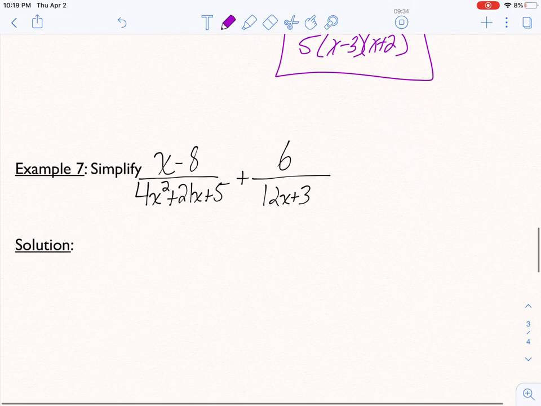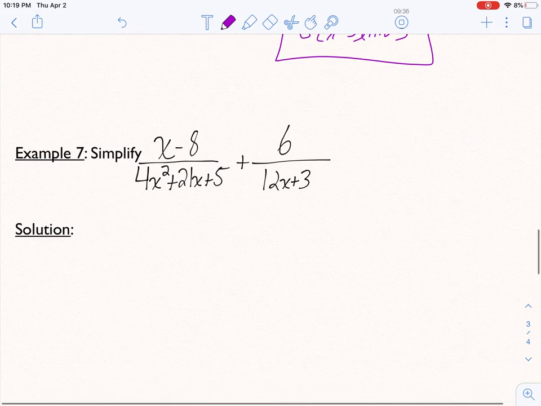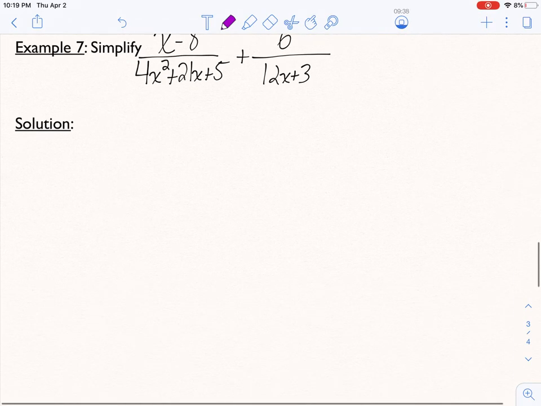Alright. I'm going to skip number 7 for now, and if we need to come back over another example, I will do so. But your job for homework is to complete numbers 1 through 10 and number 20 through 25 on the adding, subtracting, rational expressions worksheet on Google Classroom.